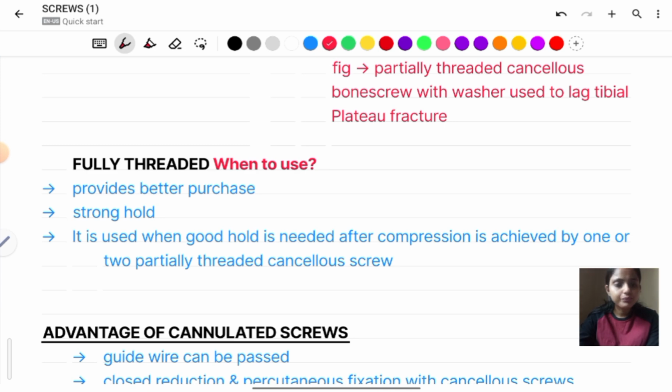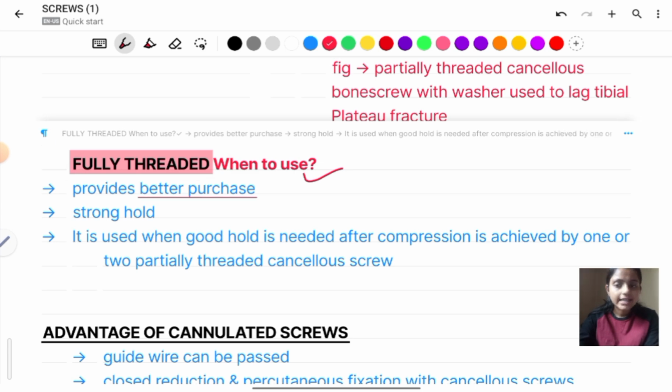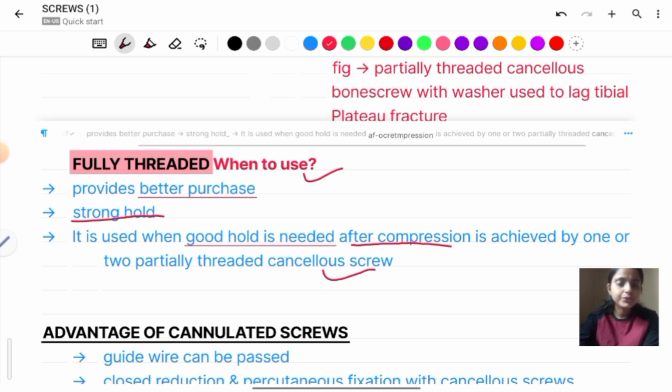When to use the fully threaded screw? As it is fully threaded, it provides better purchase and a strong hold. So when a good hold is needed after compression is achieved by one or two partially threaded cancellous screws, we use the fully threaded screw. For compression, we use the partially threaded, and for the good hold, we use the fully threaded.